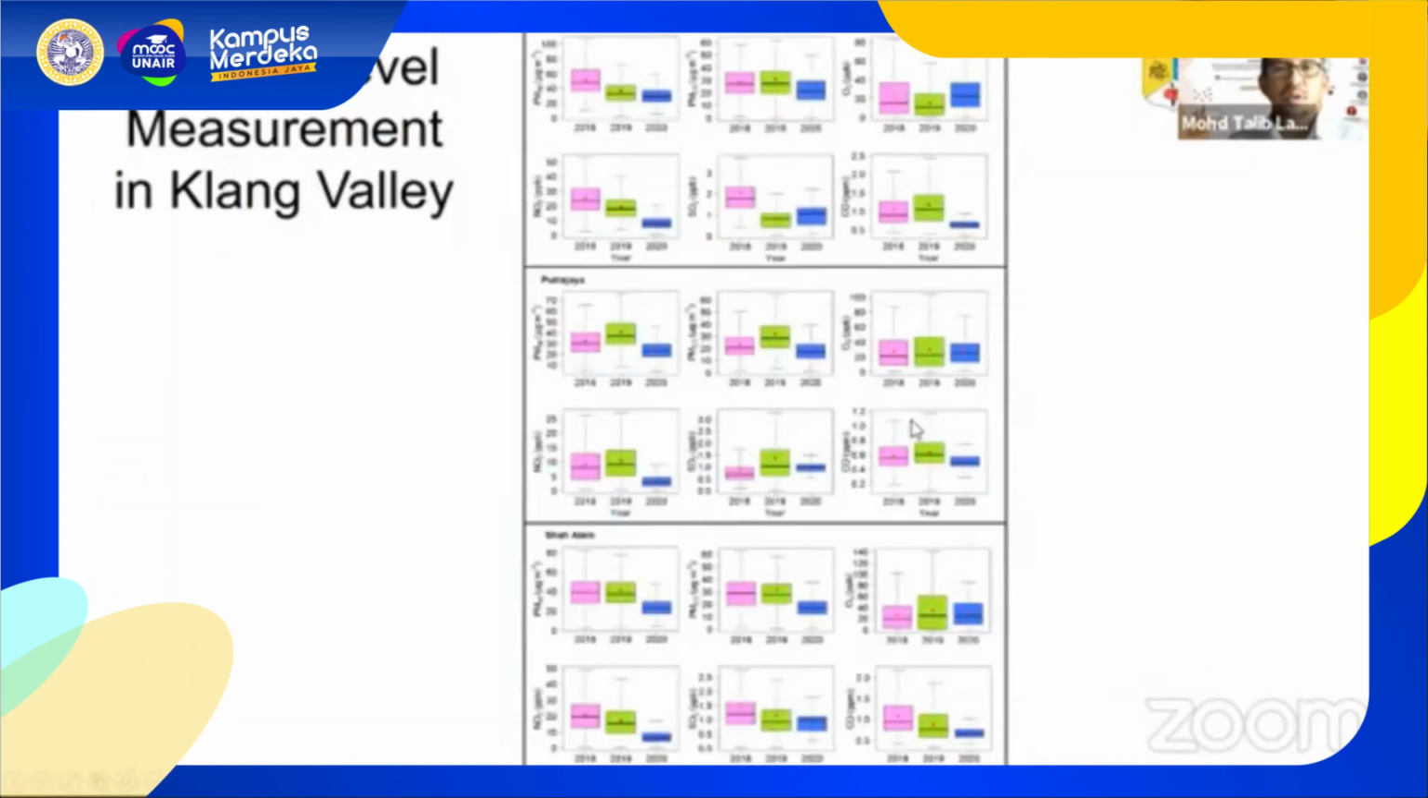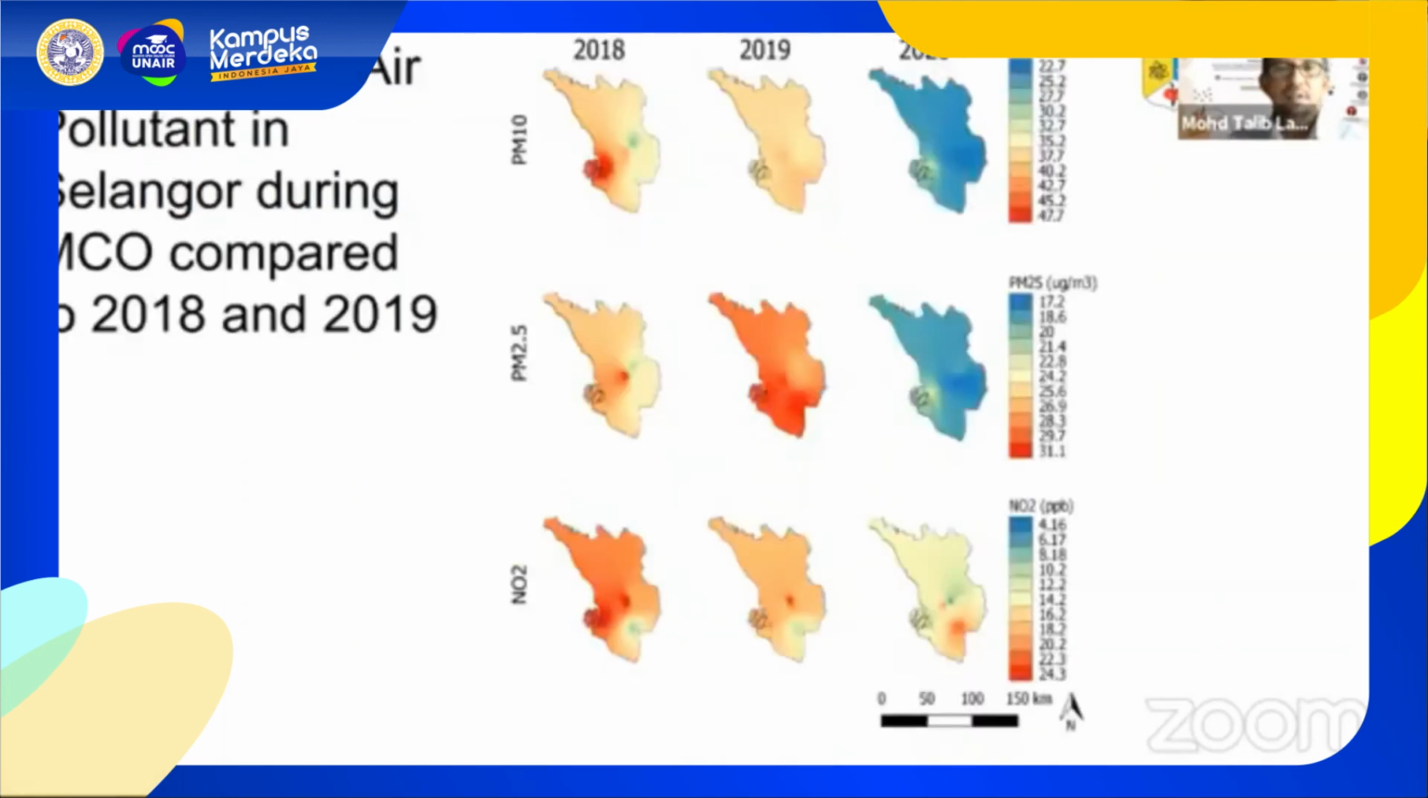Because NO2 is a good indicator for vehicle emissions. So this one, PM10, PM2.5, and you can see that the one here is NO2. But ozone was a little bit higher during the lockdown. This is ground level air pollution in Selangor.